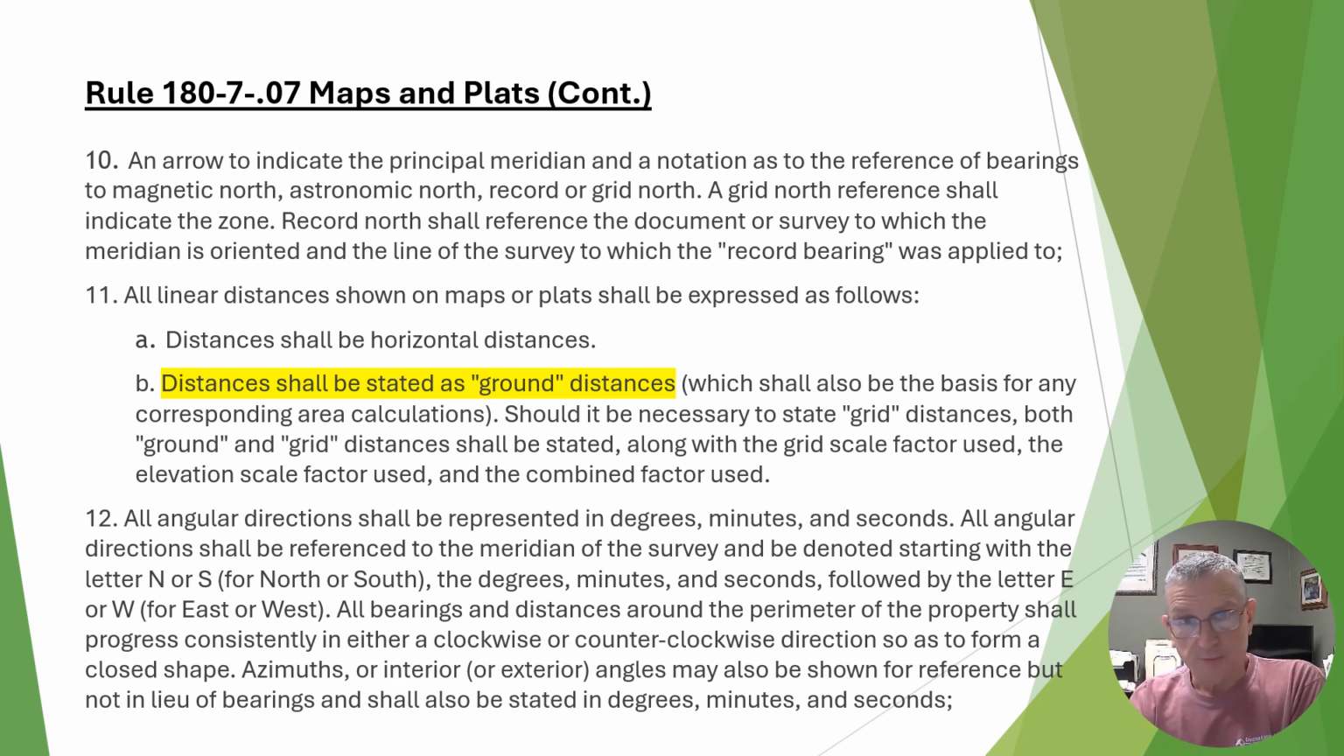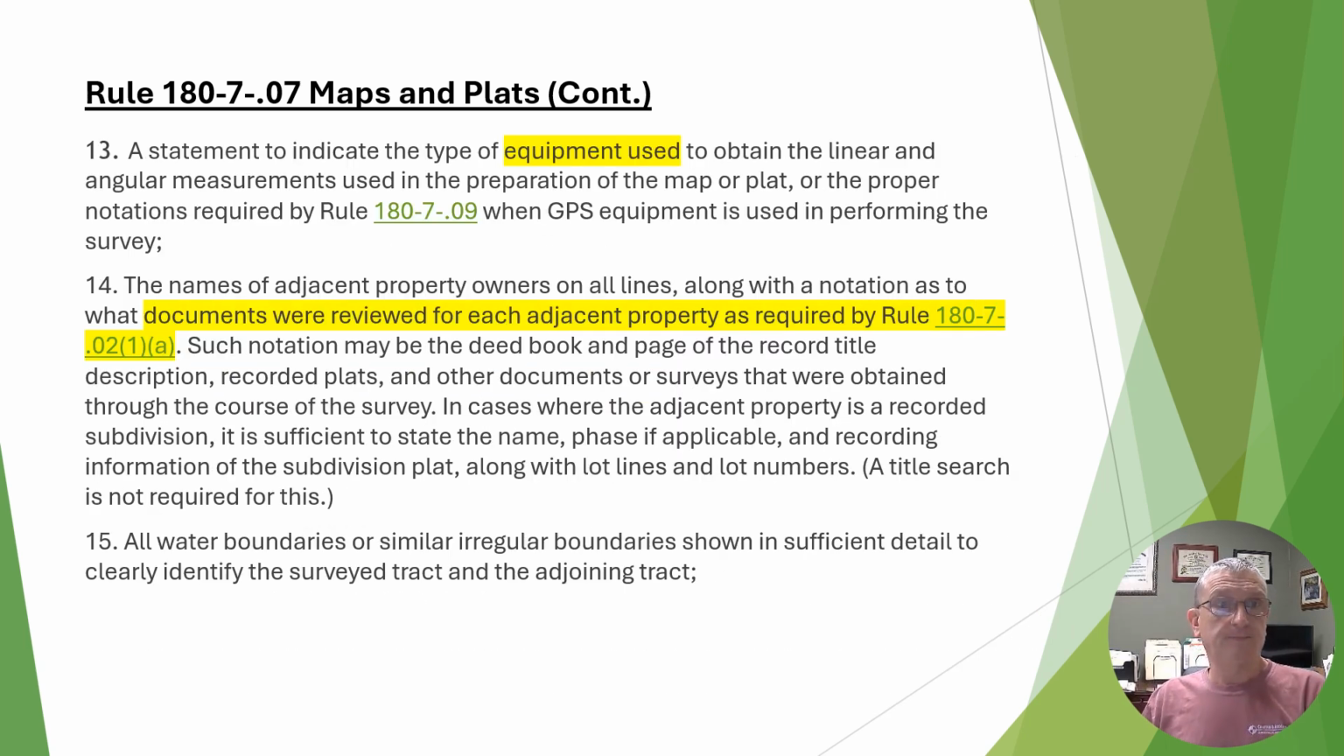Bearings and distances shall be in degrees, minutes, and seconds, which should go around the property in a clockwise direction. We can show azimuths or interior angles, but not in lieu of bearings and distances. We do see old plats that just show interior angles or azimuths. No, you've got to have bearings and distances. Why? Because that's how real estate attorneys describe property and understand what they're looking at, as well as the public, as well as GIS departments and mapping departments.